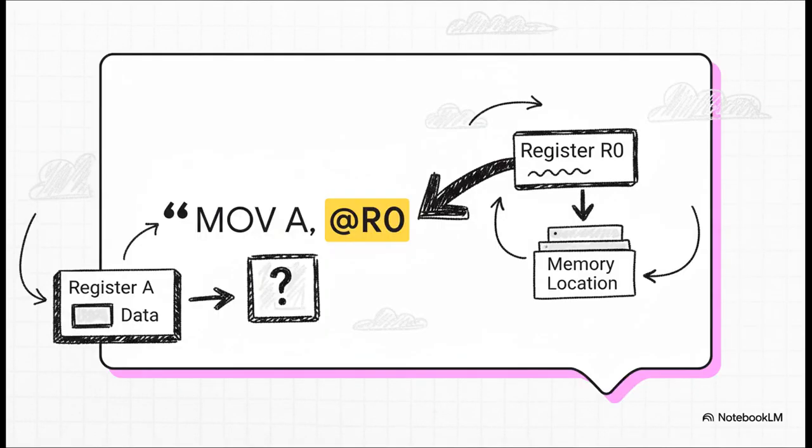So in this case, the command is MOV A, @R0. That @ sign is the big signal for indirect addressing. It tells the CPU, okay, first, go look inside register R0. Whatever number you find in there, that's the memory address you need to go to. Then, grab the data from that address and pop it into A.